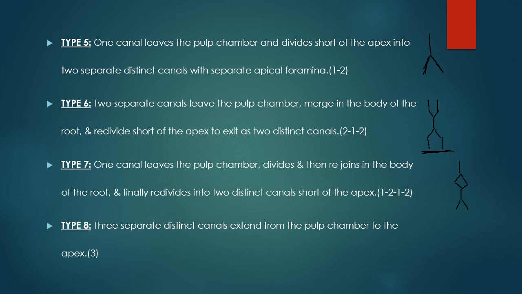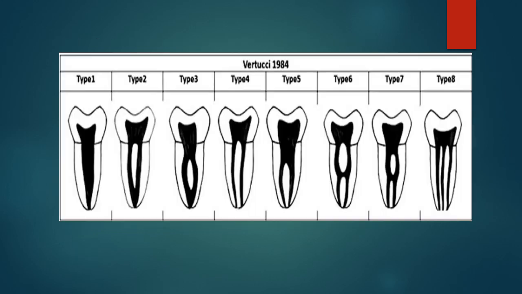1:2:1:2. Coming to type 8, three separate distinct canals from the floor of the pulp chamber to the root apex. See, type 1 is 1:1, type 2 is 2:1, type 3 is 1:2:1, type 4 is 2, type 5 is 1:2, type 6 is 2:1:2, type 7 is 1:2:1:2, type 8 is 3 canals.